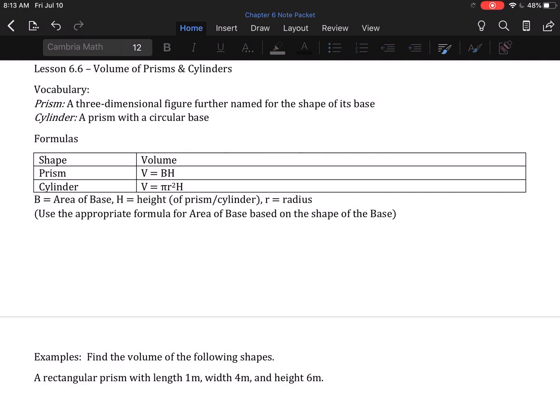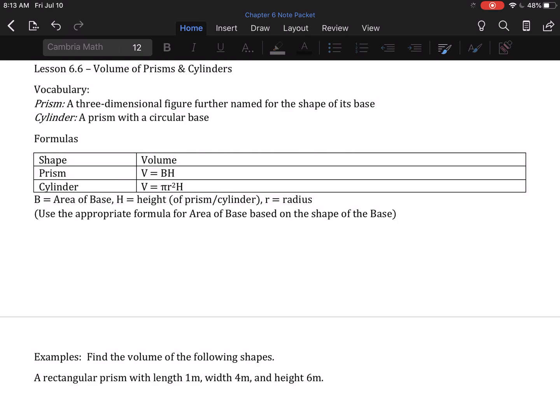A prism is a 3D figure that we name further using the shape of its base. So we will look at rectangular prisms, triangular prisms, and in truth we'll look at cubes, which are square prisms. A cylinder is the same kind of shape, it just has a circle for a base instead of a polygon.